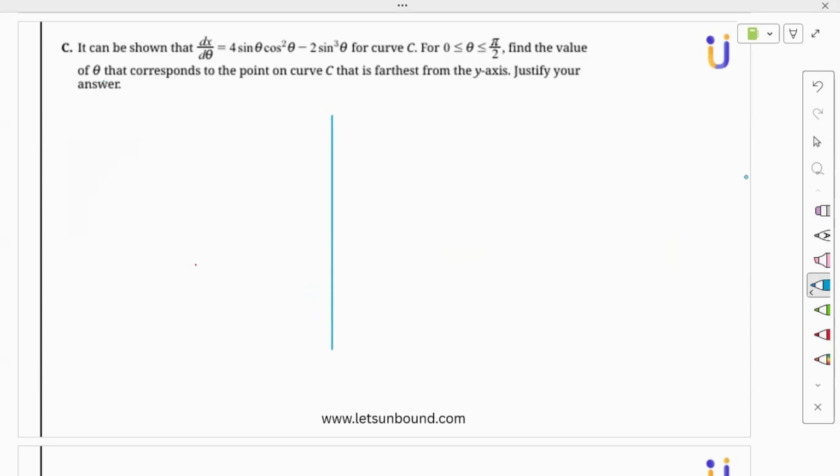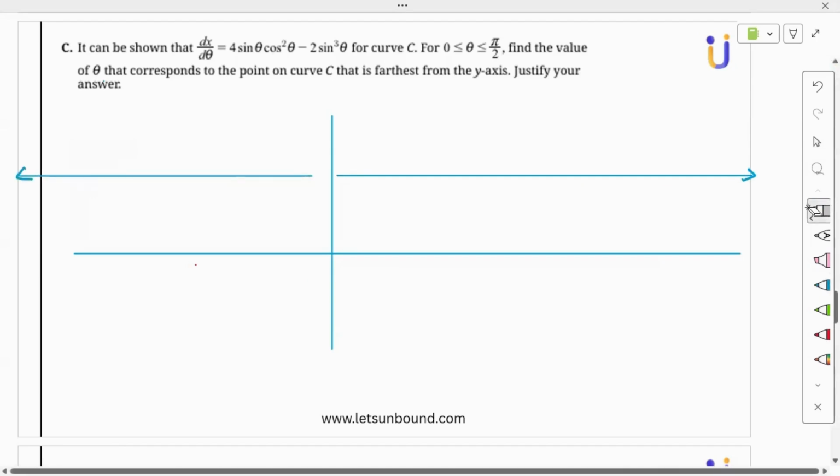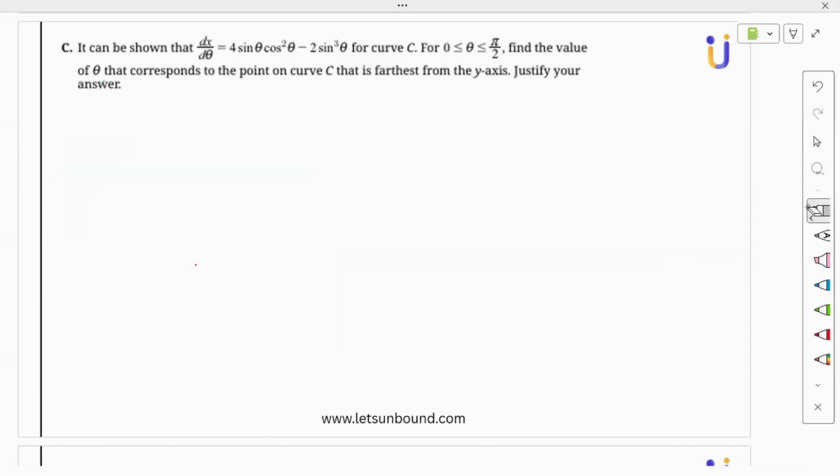Actually, we are connecting theta and the xy plane, right? So if it's farthest from the y-axis, it means x has to be maximum, either this side or this side. Correct? So I need to maximize x, not just x, maximizing modulus of x. So that's the main thing.